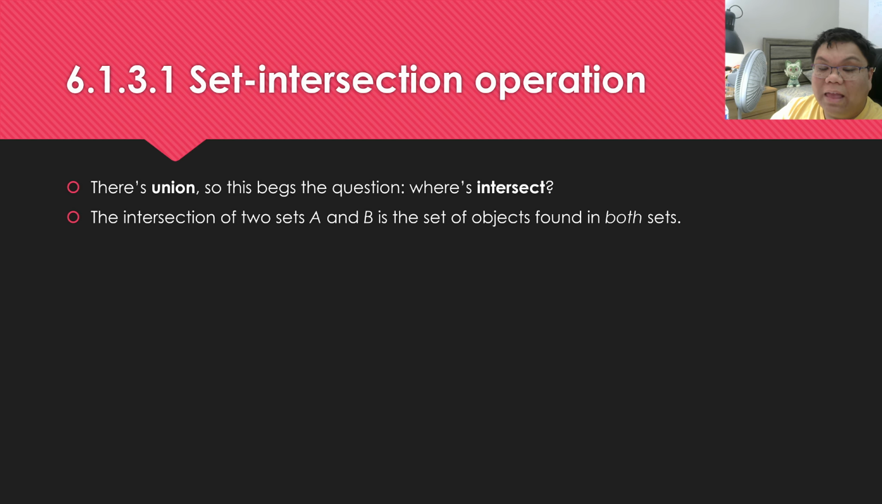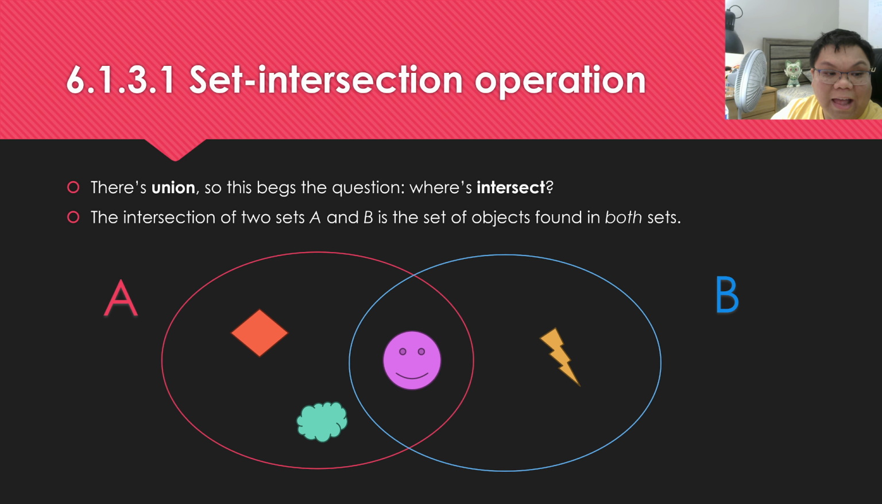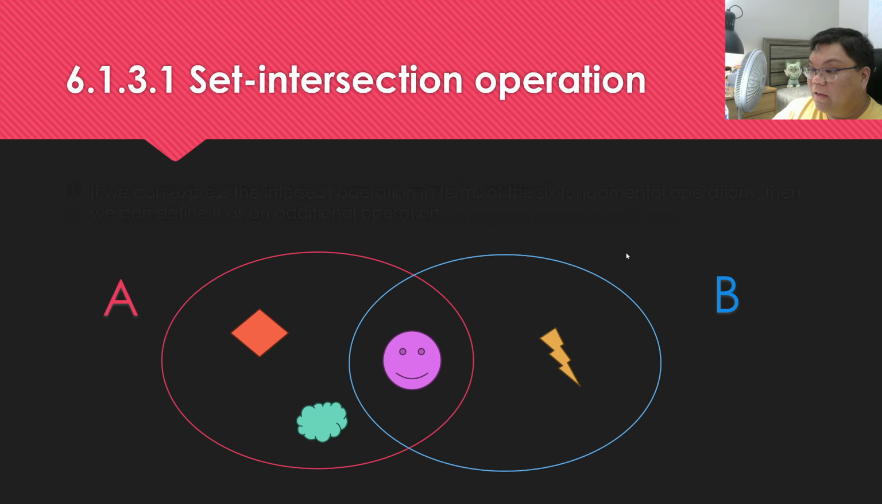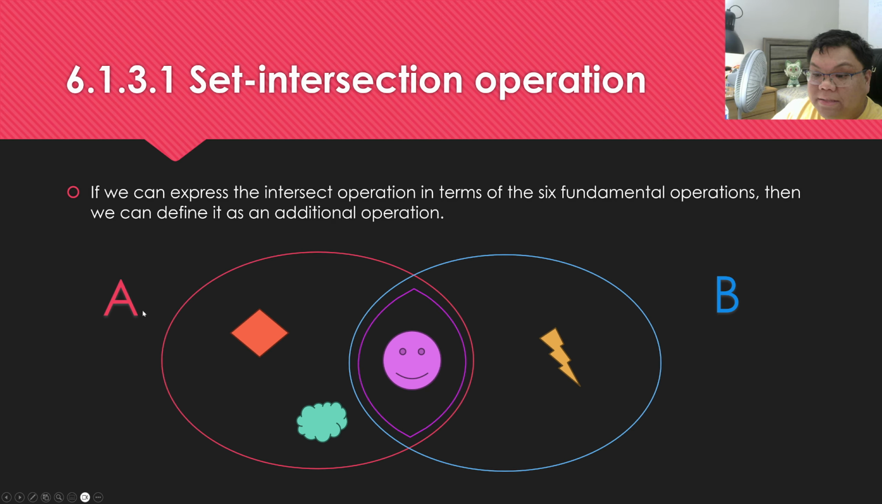Well, if you've taken set theory in the past, you'll recall that the intersection of 2 sets, A and B, is just the set of objects that are present in both sets. So we have 2 sets A and B with random objects. A intersect B is this purple smiley face here. If we can find a way to express A intersect B using only the 6 fundamental operations of relational algebra, we can define it as an additional operation that we can use in addition to those fundamental operations.